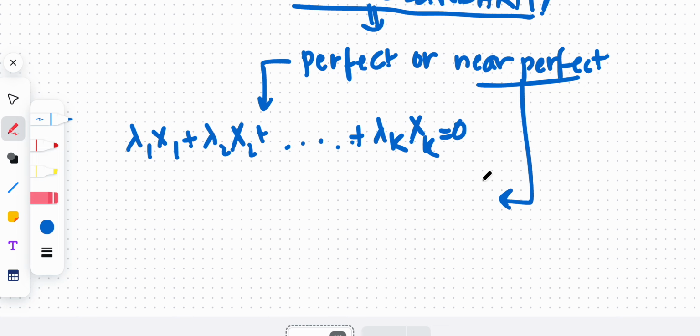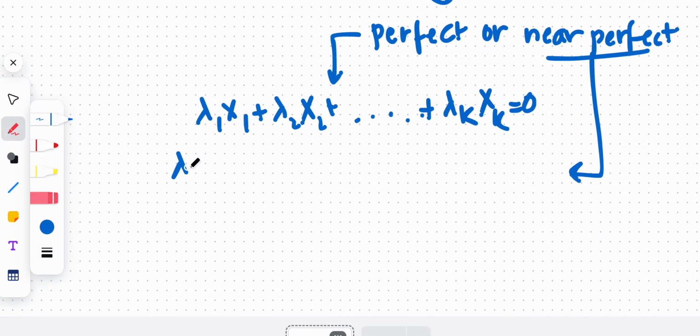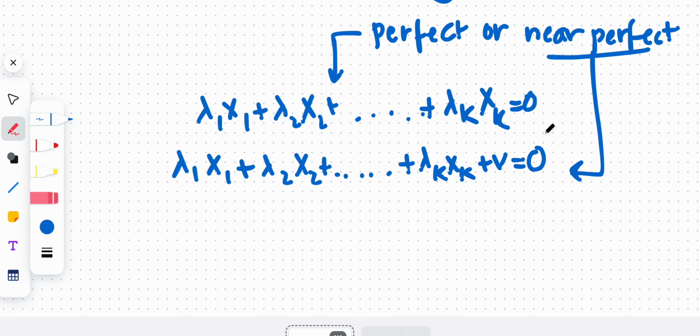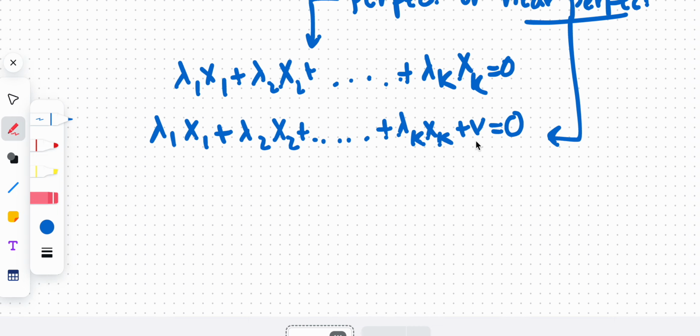An imperfect relationship would mean lambda 1 x1 plus lambda 2 x2 up to lambda k xk plus v is equal to 0. So the existence of this error term is what changes things, right?